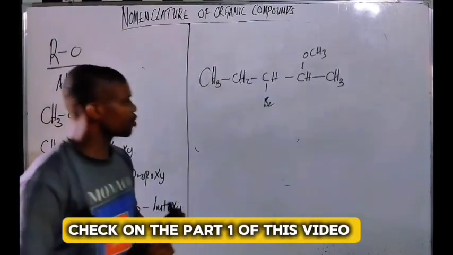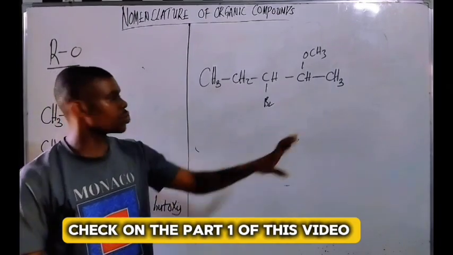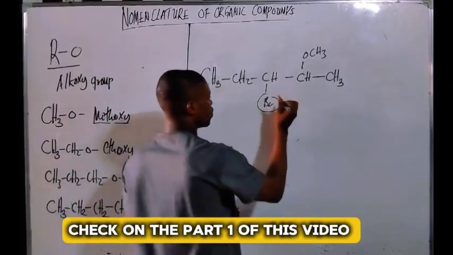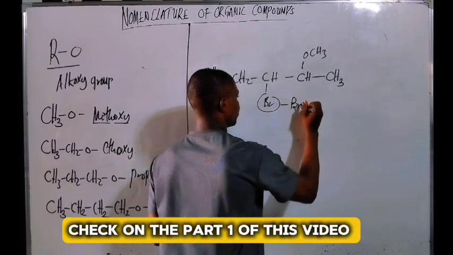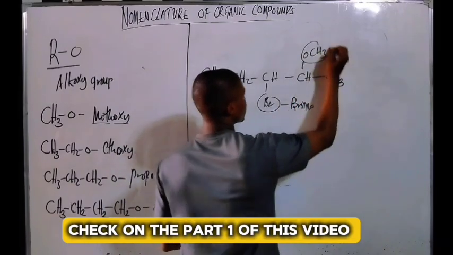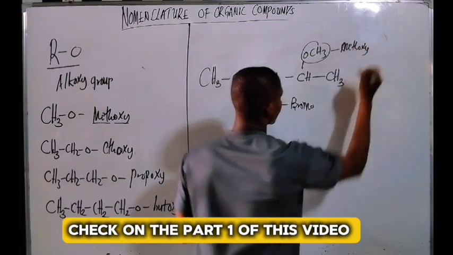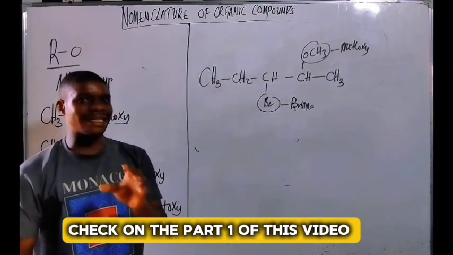How do you name this compound here? It's okay. So now let's name this compound here. Now remember, here is called a bromo group, and here we have methoxy.